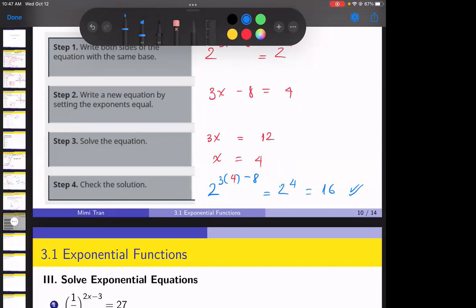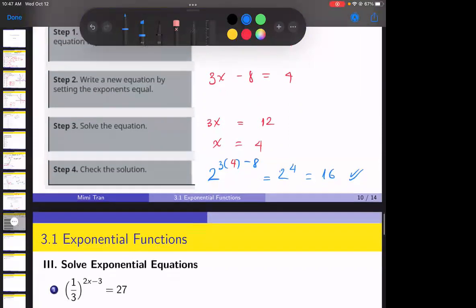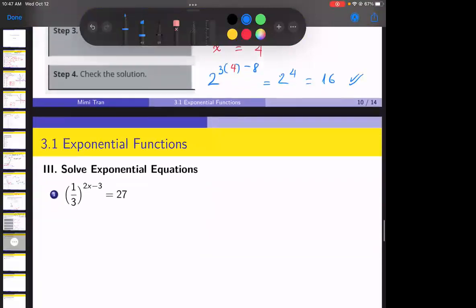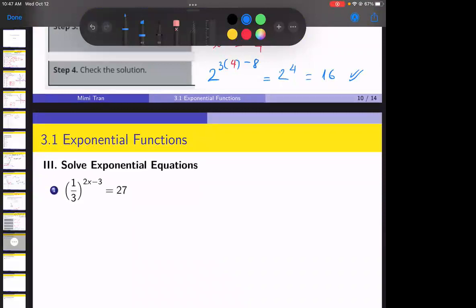Of course, it's not always simple like that. Okay, a little harder and harder as we go further down. All right, let's do this one. I have base 1/3 on the left and 27 on the right. Naturally, what would you do? No, you cannot do that because the 1/3 is attached to the 2x minus 3. It's being held by that power.